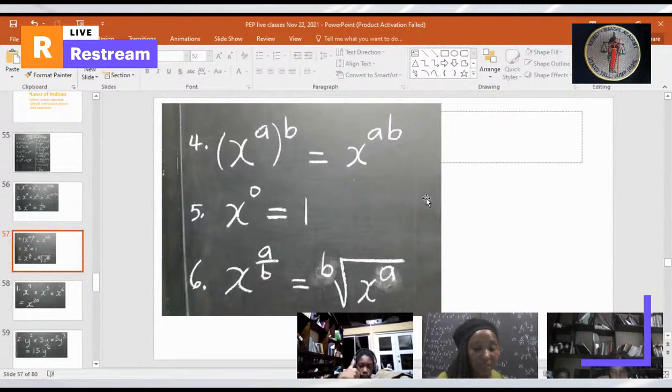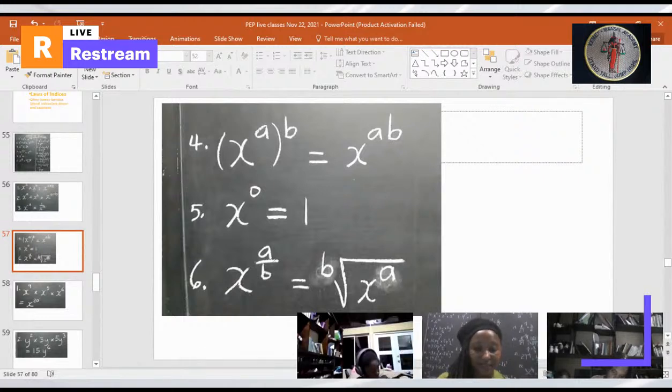The bottom number tells you the root. So if it's a 2 down there, you find the square root. If it's a 3, you find the cube root. If it's a 4, you ask yourself, which number, when I multiply it 4 times, I get this base. And when you get that root, you raise it to the power of whatever the numerator is, whether you're going to square it, cube it, raise it to the 5th power, whatever that number is.